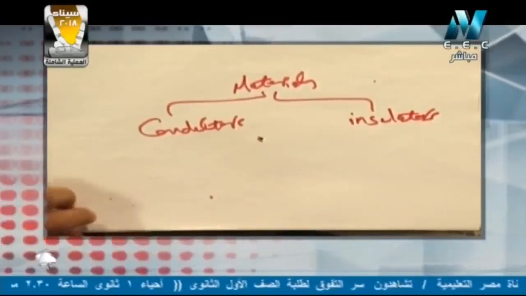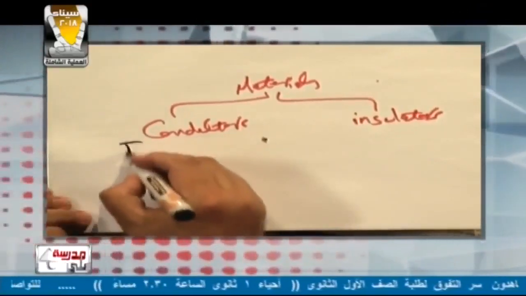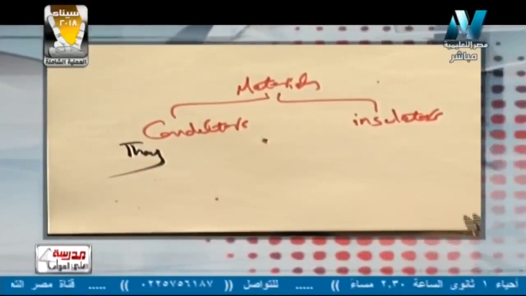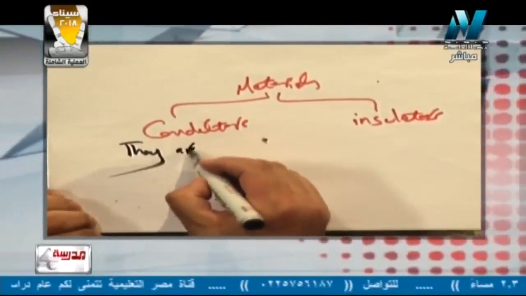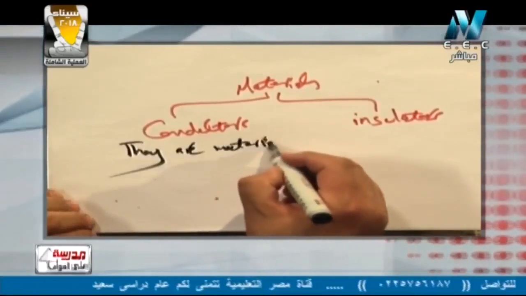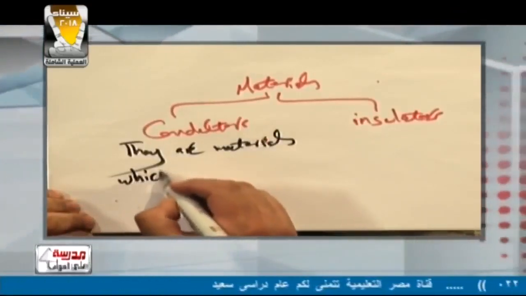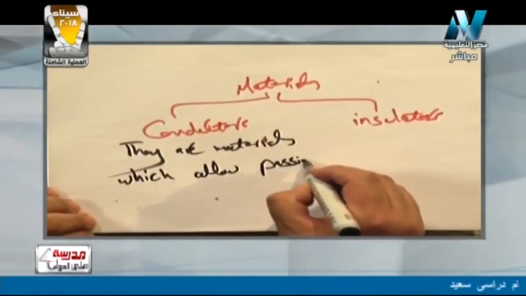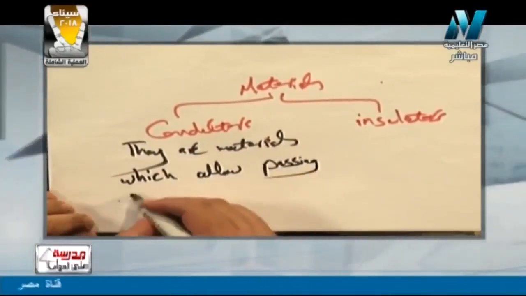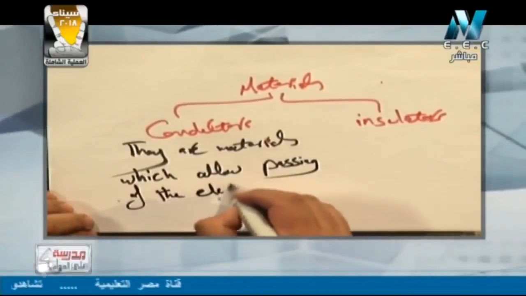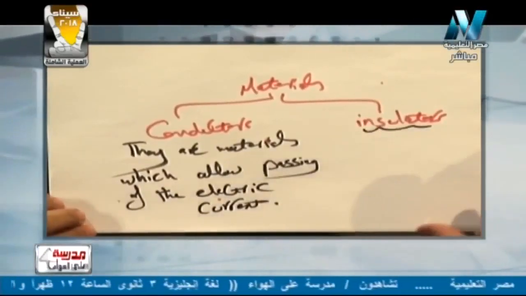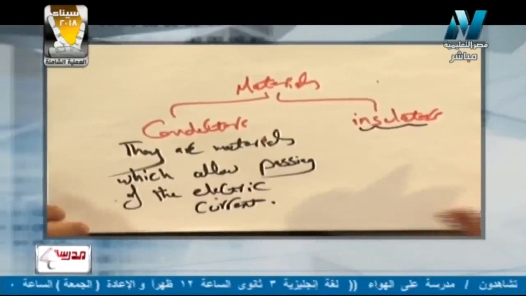What is the difference between them? Conductors, قلنا اكتر مرة بنحب قوي الطالب الكرييتيف اللي مش بيحفظ definition لكن بيفهمه. They are materials, هي المواد which allow, اللي بتسمح, passing of the electric current. تسمح مرور التيار الكهربي. Okay? Through them. So what about insulators? ايه بقى المواد العازلة such as rubber, wood, plastic, glass?